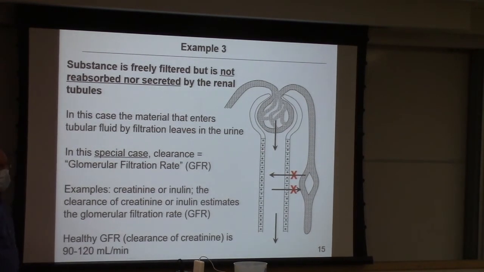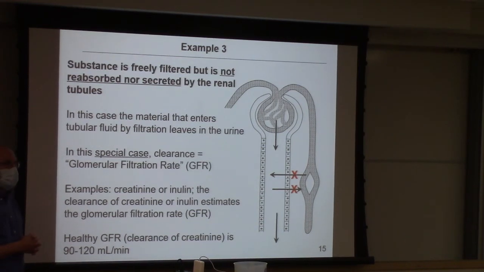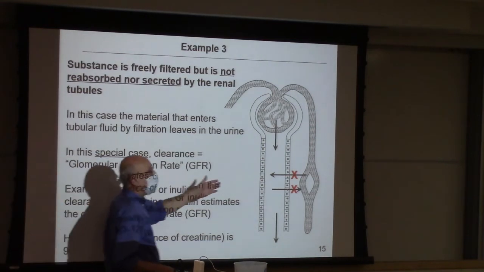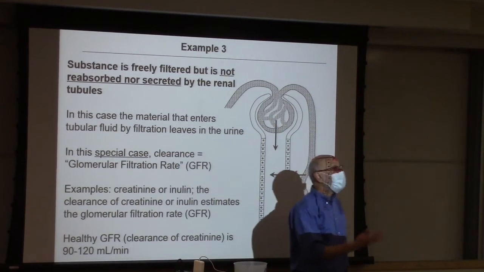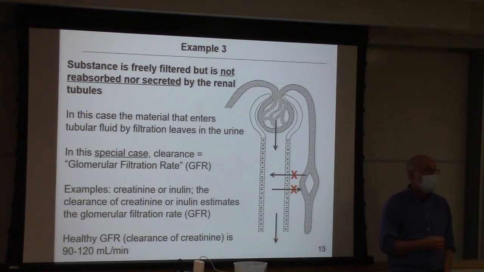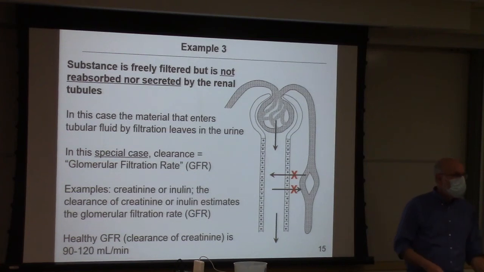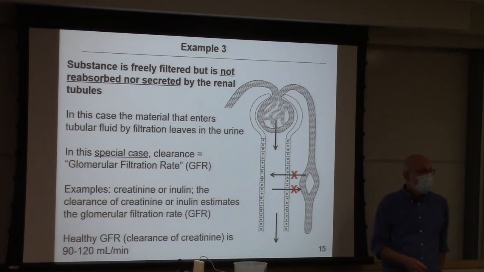Okay, so this is an important concept. The clearance of creatinine or any other substance that is freely filtered and not processed tells you the glomerular filtration rate. Okay? So basically, 100% of what is filtered is excreted in the urine. That's right. The filtered load is excreted.